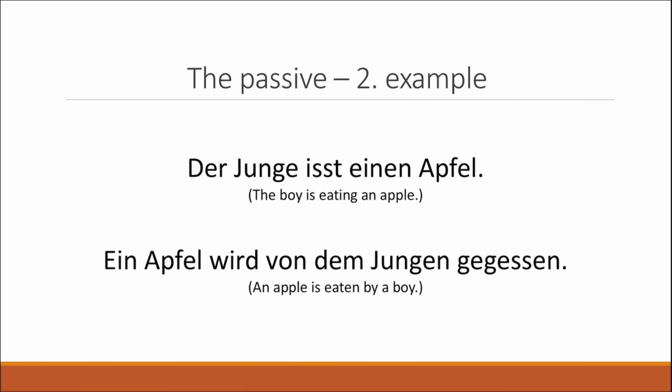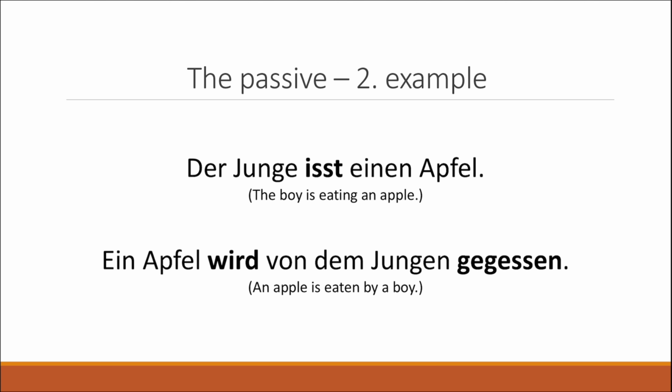We simply have to think about how we did it in the first place. So, der Junge isst einen Apfel, the boy is eating an apple. It's going to become, ein Apfel wird von dem Jungen gegessen. An apple is eaten by the boy. How does this work? Well, the verb isst, which means is eating, is going to become is eaten, or wird gegessen. And we talked about how to convert verbs in the present from the active sentence to a passive one.